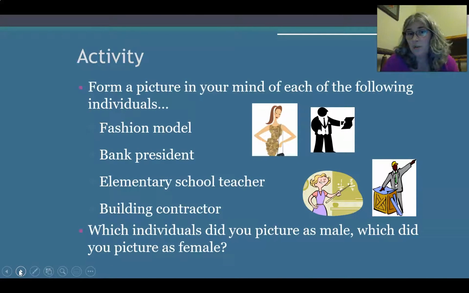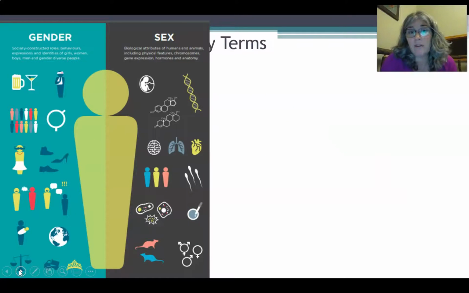Which individuals did you picture as male? Which did you picture as female? Within our society, within our culture, we have a lot of preconceived notions about the types of jobs each gender is more typical to hold. So just a beginning demonstration to show you some of our preconceived notions.